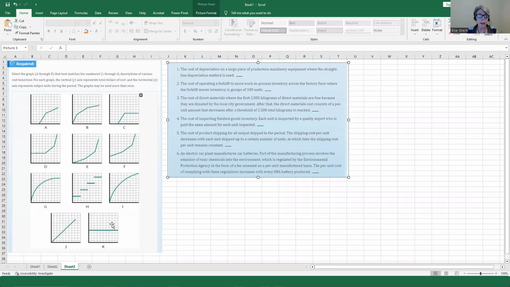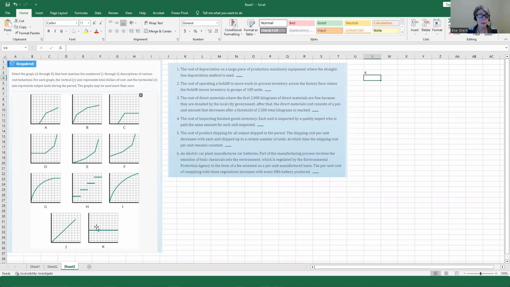And the reason why is the amount of depreciation going straight line is always the same. If you remember from whatever introductory financial course you took, straight line depreciation is always the same, no matter what the level of activity is. So of course, this number 1 is going to be K, because the level of depreciation is not going to change. It's going to stay the same all the time.